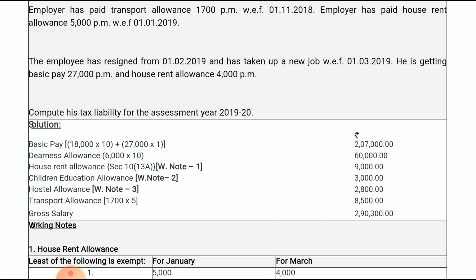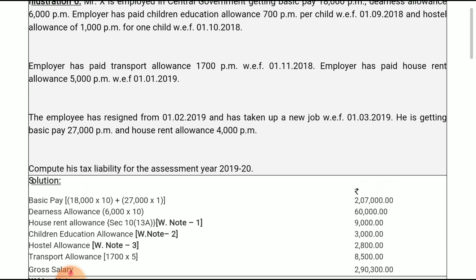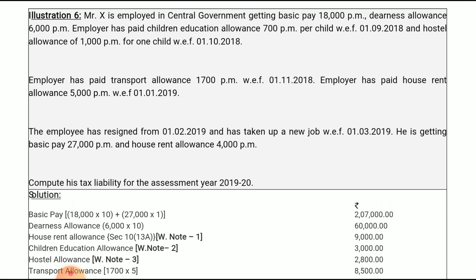Let us come here. Basic pay. If you see basic pay, he has got 18,000 per month up to 10 months in one organization. Plus, in the second organization, he got 27,000 per month for 1 month. That is only for the month of March. You should multiply this, then add it. So the total basic pay we get is 2,07,000.